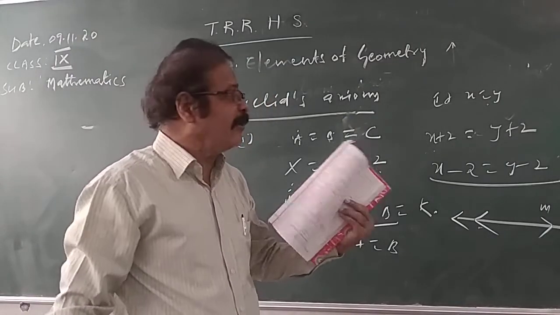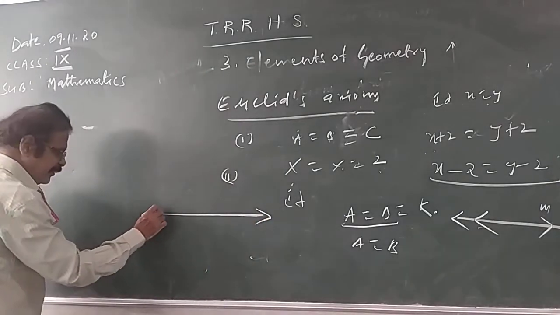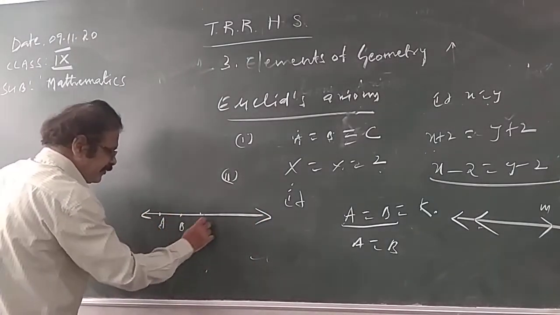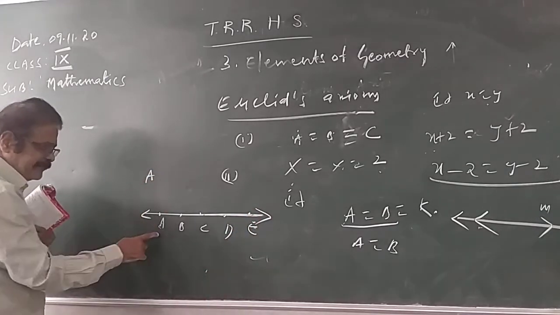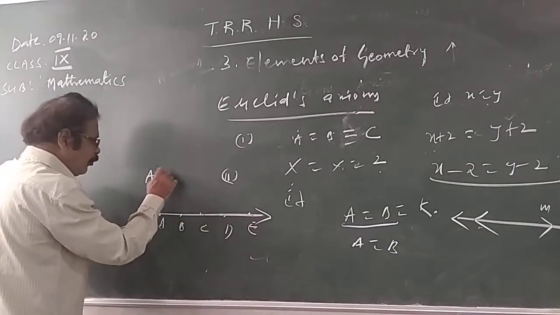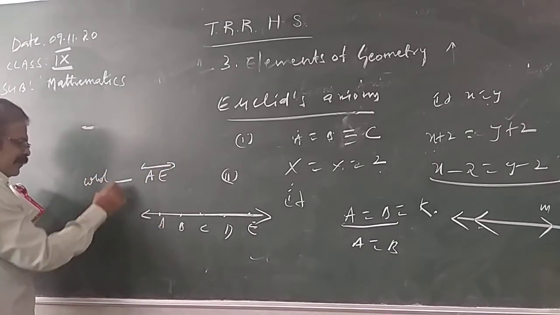The whole is greater than the part. For example, the whole thing is there, in this A, B, C, D, E. The whole part is what here? You started with A and end with E. The whole is AE. This is the whole. Remaining are parts.